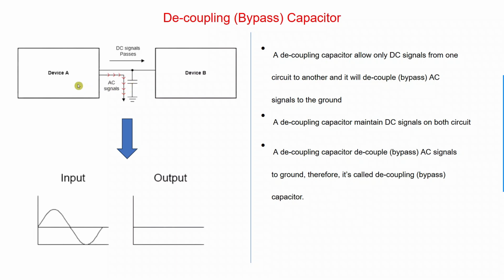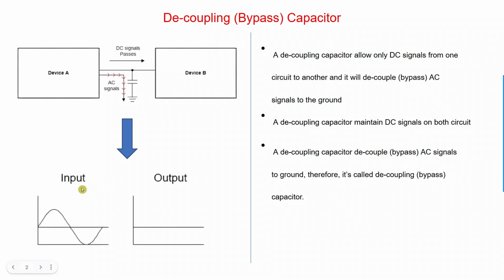So now decoupling capacitor will allow only DC signal from device A to device B. So you can see here that DC signal is passing from device A to device B and it will block AC signal. That means it will pass AC signal to the ground. As you can see here, the decoupling capacitor is passing AC signals to the ground and it passes DC signals from device A to device B.